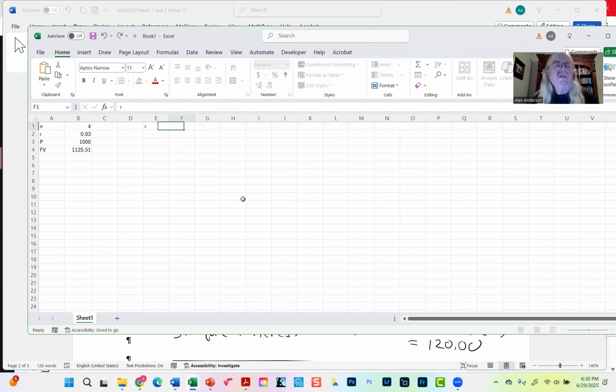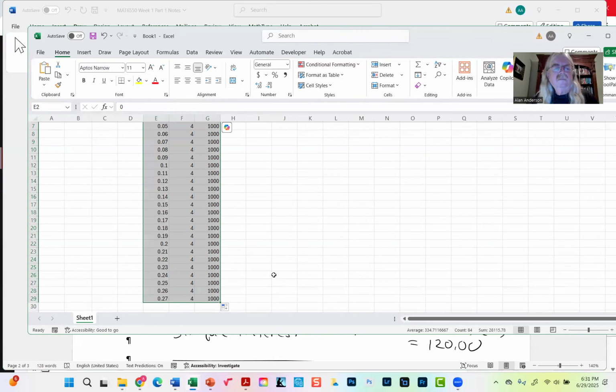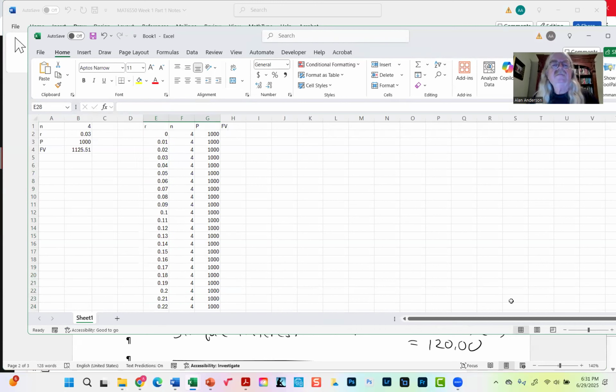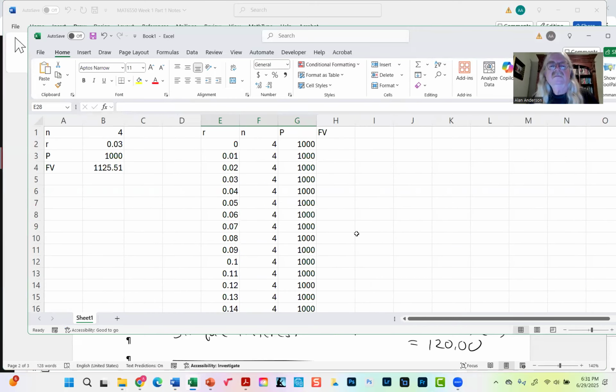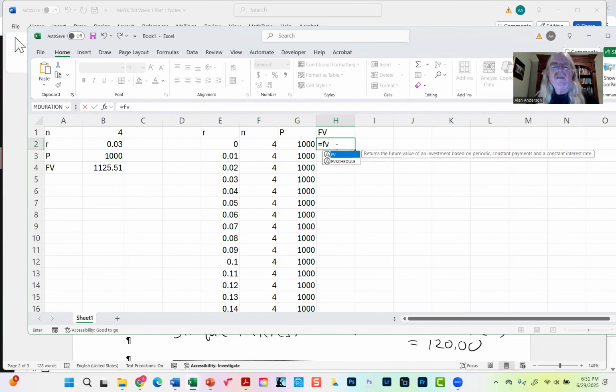Actually, I'll put R out here. R and P. All right, it goes all the way up to 27. We don't really need that much. Let's stop it at 25%. And so I'll use that formula, FV equals P times 1 plus the rate of interest raised to the n power.